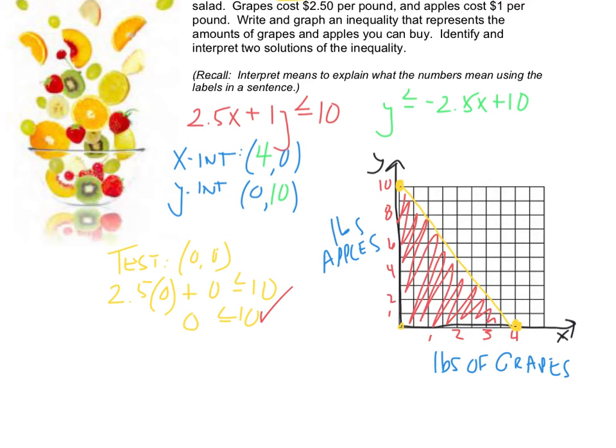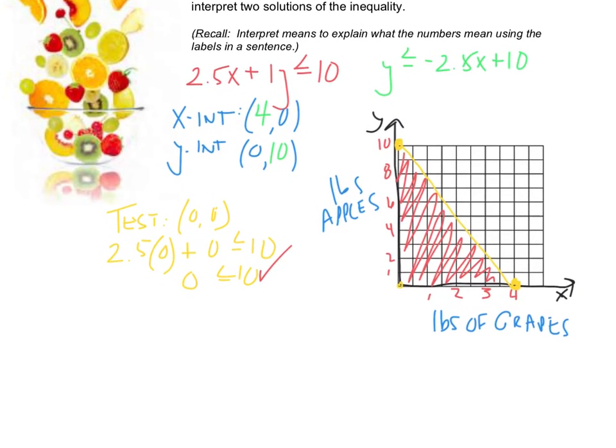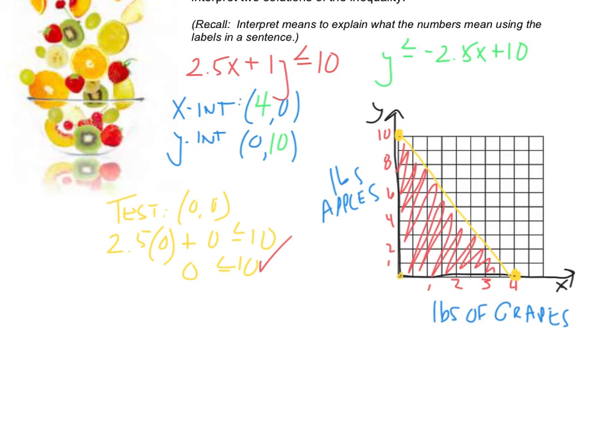Now notice I didn't do quadrants 2, 3, and 4 because is it possible to even have negative pounds of apples and negative pounds of grapes? No. But we do have one more piece here. So remember, interpret, explain the numbers. So we were asked to take two solutions, any two solutions, because these are all solutions to this situation. And because it's a solid line, anything on the line is fair and anything underneath.